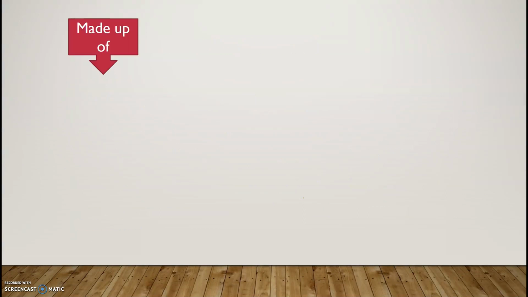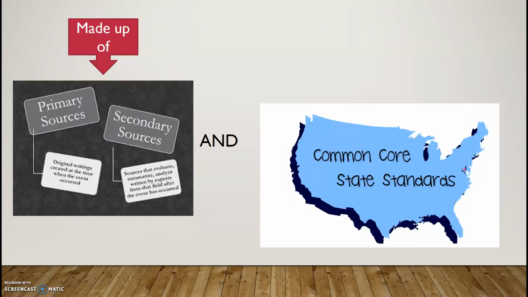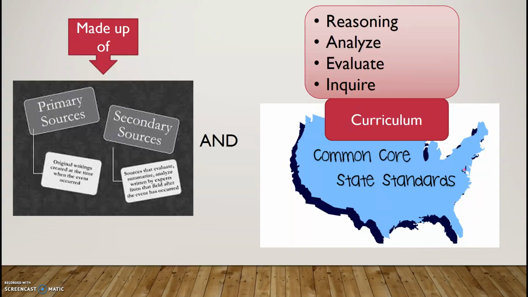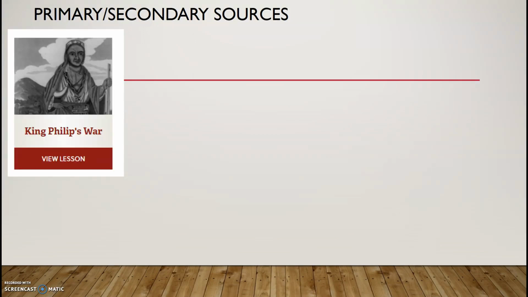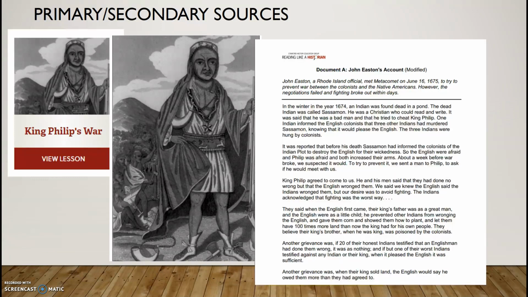The lessons are made up of primary and secondary sources, and the curriculum is based on Common Core state standards. Students will close read, they will reason, analyze, evaluate, and inquire. When you sign up for the website, you will see primary and secondary sources. When you click on a lesson, you will see lessons such as King Philip's War right here. It will include primary and secondary sources such as pictures and various documents the students can read.